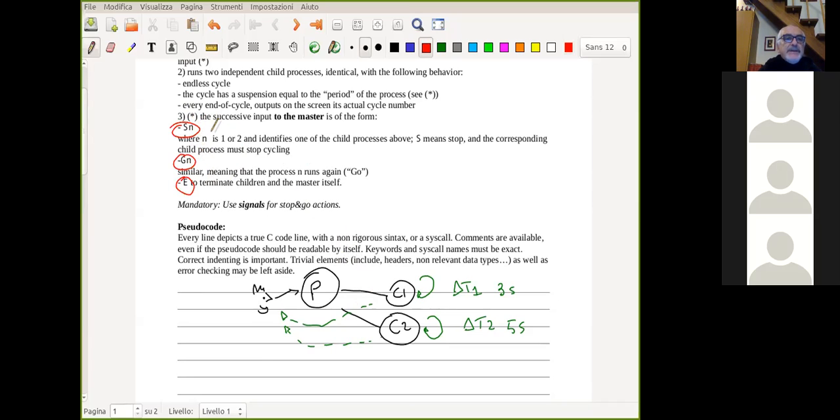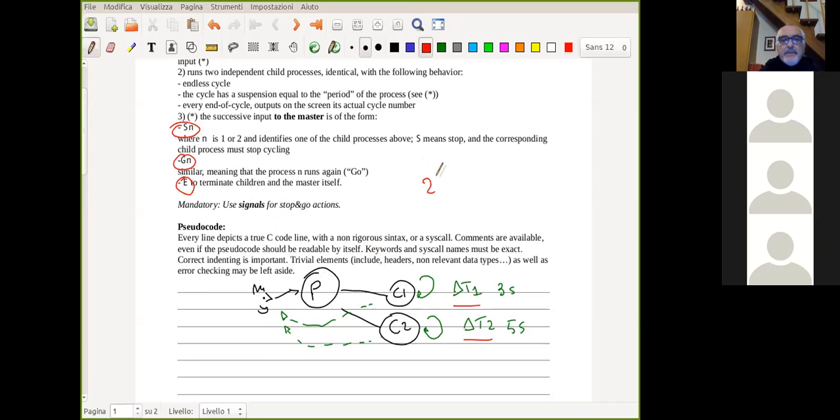So in this case you cannot change the cycle time. At the first step, you simply have commands: stop C1 or go C1. In this case, stop 1 or go 1, or stop 2 and go 2, with fixed cycling time. And a third command just to terminate everything. Everything means to terminate C1, C2, controlling that they have exited successfully, and exiting P itself. So this is the first step.